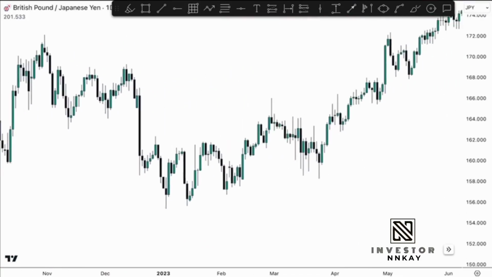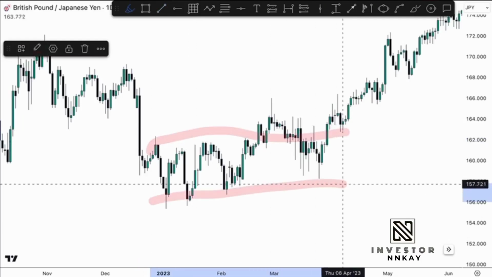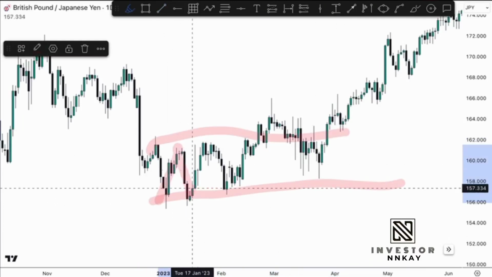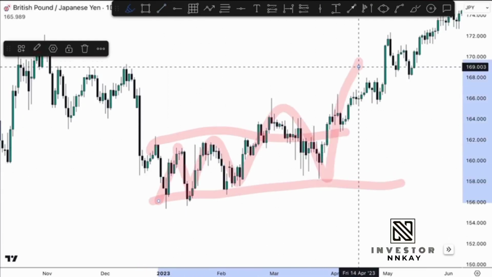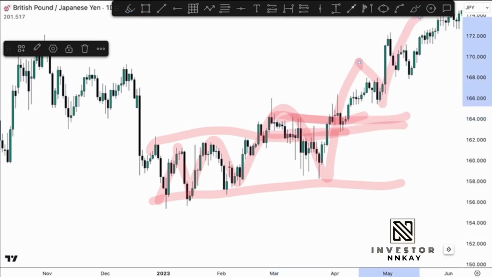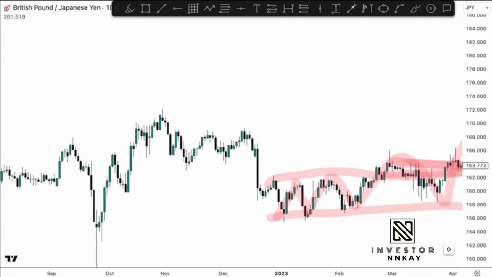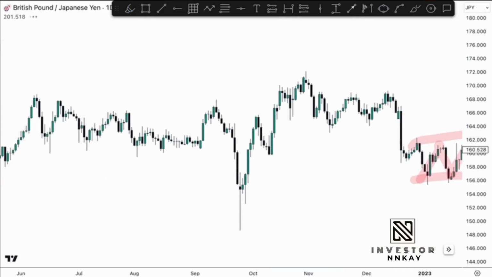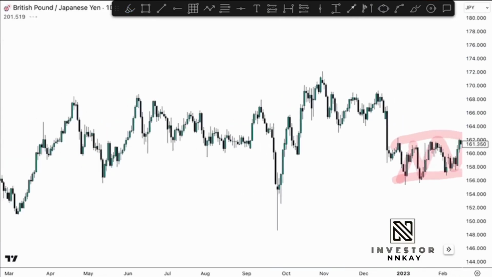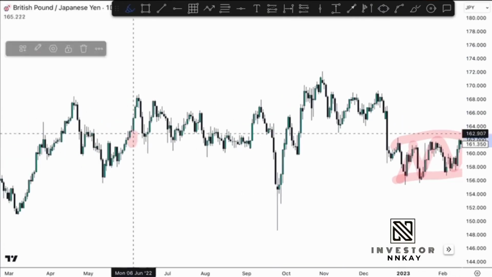We have another level here. This is a resistance zone. This is a support zone. So you see this, then price breaks out. So it has acted as resistance. Now it's acting as support. So you can check your chart. Go practice it. This is where you buy. This is where you sell.